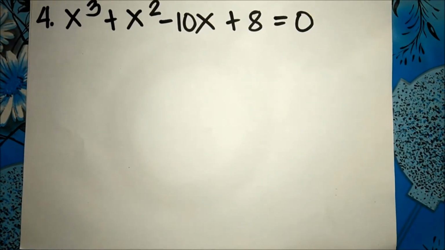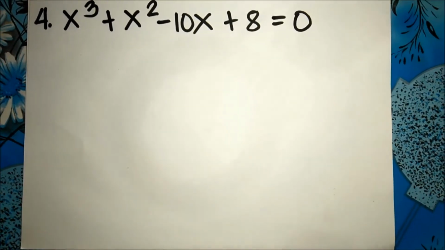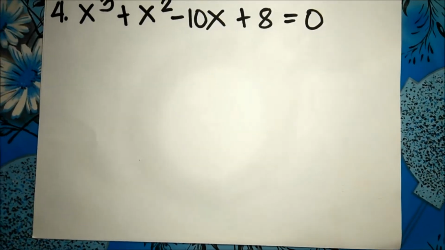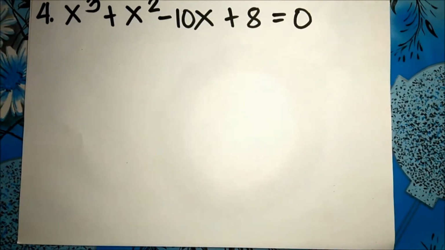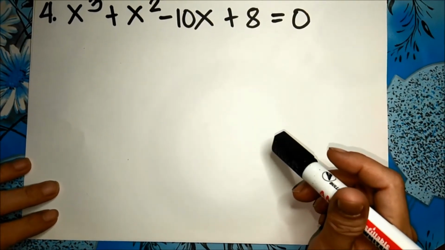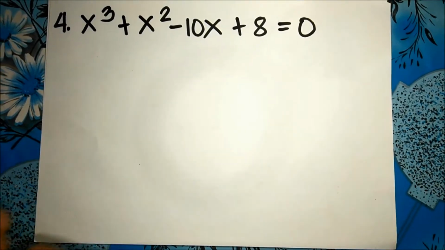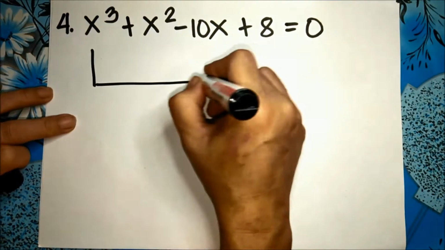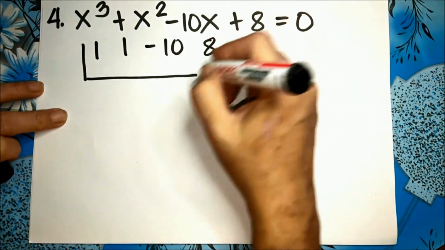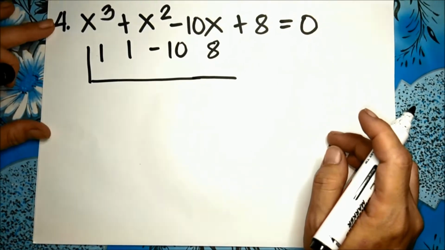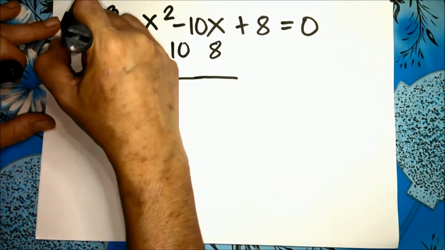Okay, let's proceed with example 4. We have x cubed plus x squared minus 10x plus 8 equal to 0. Notice that it is quite difficult to factor a cubic polynomial. So let us try to use synthetic division. Now, in using synthetic division, we need to find the value of x that would make the remainder equal to 0. So let's start. We have here 1, 1, negative 10, and positive 8. For our trial divisor, we are going to use the factors of 8. So it can be 1, 2, 4, or 8. So let's try to use 1.